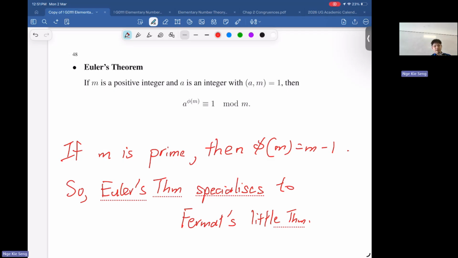Actually, we have one more exercise left. Maybe we can leave it for next time. Maybe we can stop here at Euler's theorem. Okay, if no question, we'll see you on Wednesday.